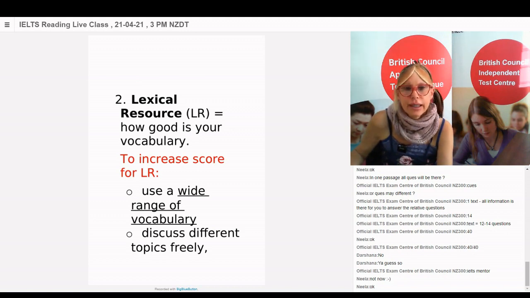Okay. The next thing that you can do, the next criteria that you're marked on is called lexical resource. Lexical resource is to do with your vocabulary, how many words you know, what your range is like. So in terms of, do you know how to describe things? Do you know how to describe any type of situation? So basically vocabulary is all to do with what words you know and what phrases you know, and it's also to do with paraphrasing.